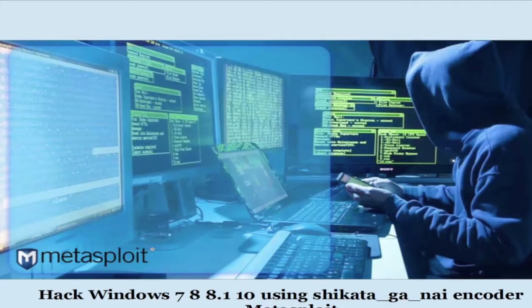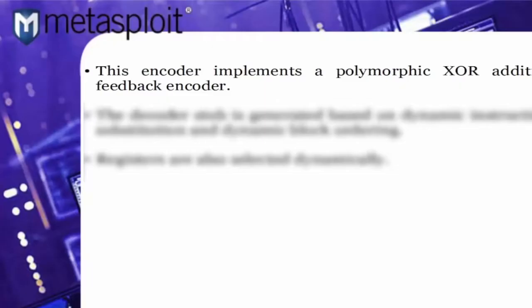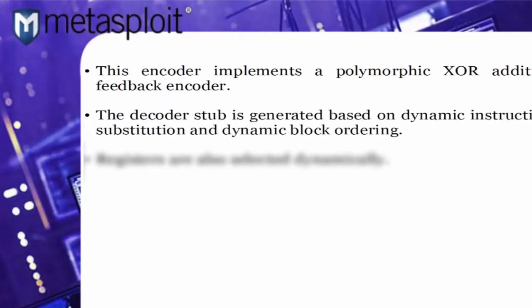Welcome. In this video we are going to learn how to hack Windows 7, 8, 8.1, 10 using the Shikata Ga Nai encoder in Metasploit. This encoder implements a polymorphic XOR additive feedback encoder. The decoder stub is generated based on dynamic instruction substitution and dynamic block ordering. Registers are also selected dynamically.